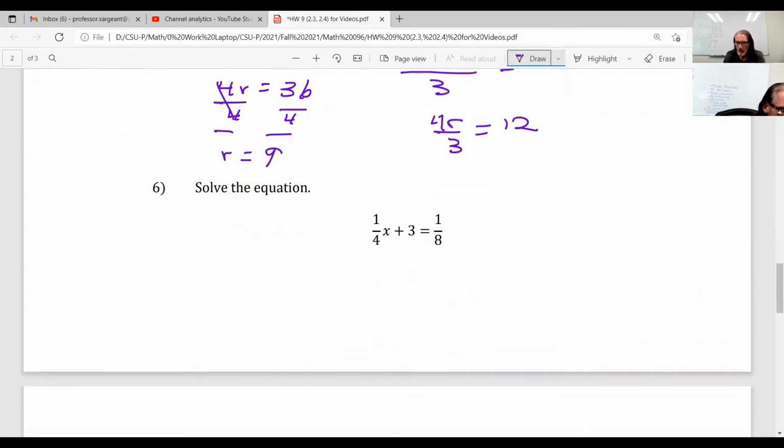Two options here. Think of that 3 as 3 over 1, which is not going to change the least common multiple. I could clear fractions first by multiplying both sides by 8.